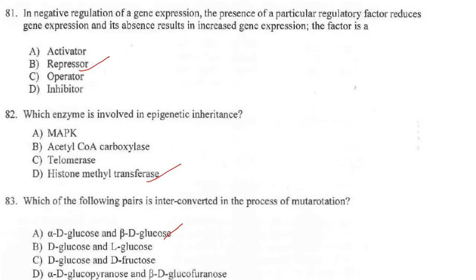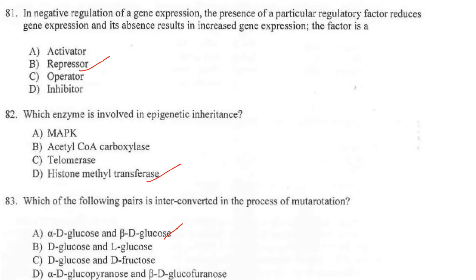Then in the negative regulation of gene expression, the presence of a particular regulatory factor reduces gene expression and its absence results in increased gene expression. The factor is repressor. If you see the case of lac operon, the presence of this repressor reduces gene expression. The repressor will bind to the operator and prevent the RNA polymerase from binding to the promoter, resulting in no transcription and translation of the genes responsible for lactose metabolism.